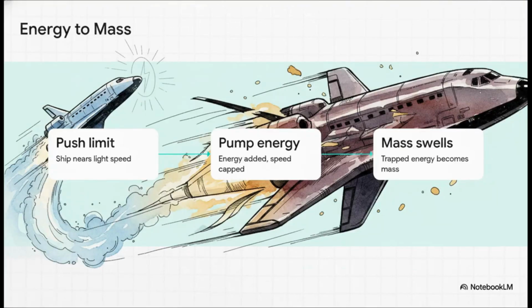And this brilliantly illustrates Einstein's famous thought experiment. Imagine a space shuttle blasting along at the speed of light. The pilot pumps in more fuel energy to go faster. But wait, nothing can go faster than light. So where does all that roaring energy go? It can't just disappear. The energy gets squeezed and actually swells into physical mass. The ship gets heavier. Energy converts directly into mass.